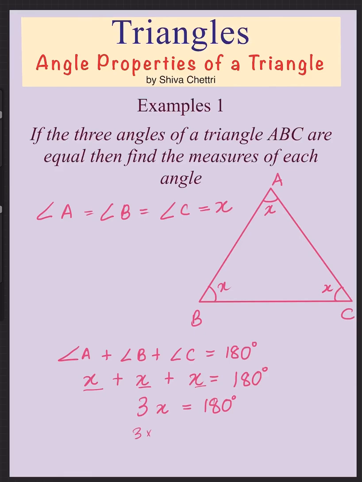3 into x equals 180 degrees, so x equals 180 degrees, like we have done in algebra. If you want to take this 3 to the other side because it's a number, the multiplication of 3 becomes division by 3. So 180 divided by 3 gives you how much? 60 degrees. So each angle is how much?